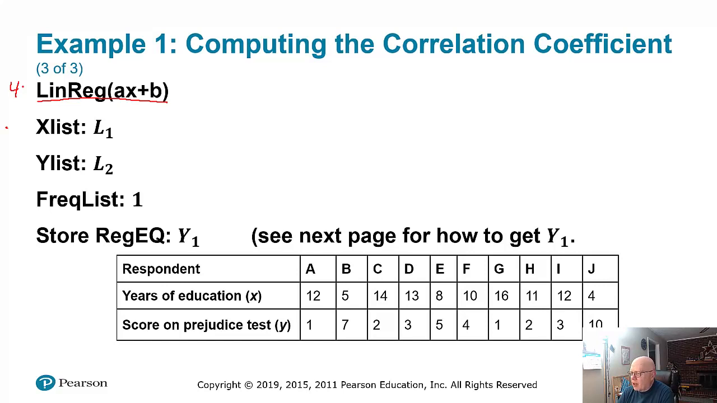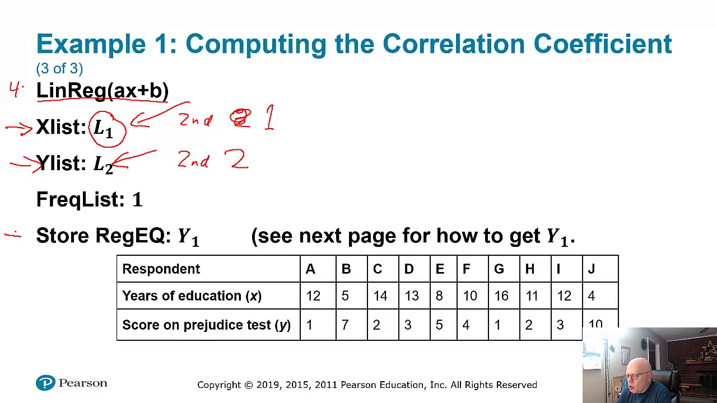You need to tell where the x's are, so you put L1 there. If L1 isn't there, you can hit second 1, and you'll put an L1 there. For the Y list, put an L2 there. If it isn't already there, second 2, we'll put the L2 there. Third, the frequency list. Either clear that out or put a 1 there, and you'll be fine. You don't want L3 or anything else there.